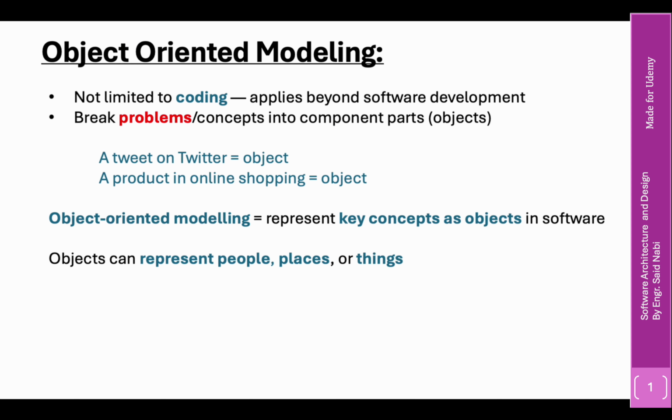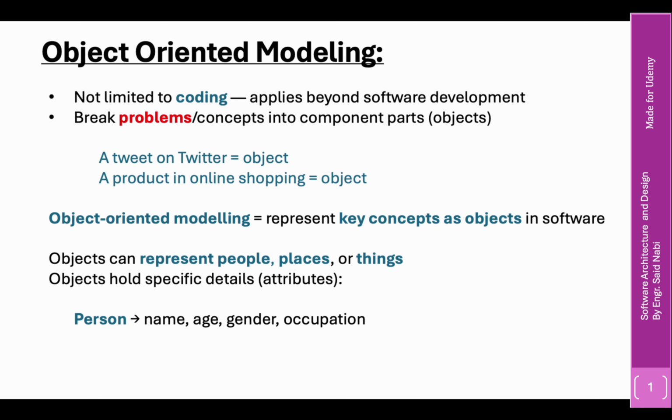Objects can represent people, places, or things. Objects hold specific details which are sometimes called attributes, like a person. A person must have name, age, gender, occupation. Similarly, a place, so the attributes of a place may be name, size. An object, for example, could be a mobile phone, laptop, or any other device. So that device must have some dimension, some color. So these are what we call the attributes of the object.